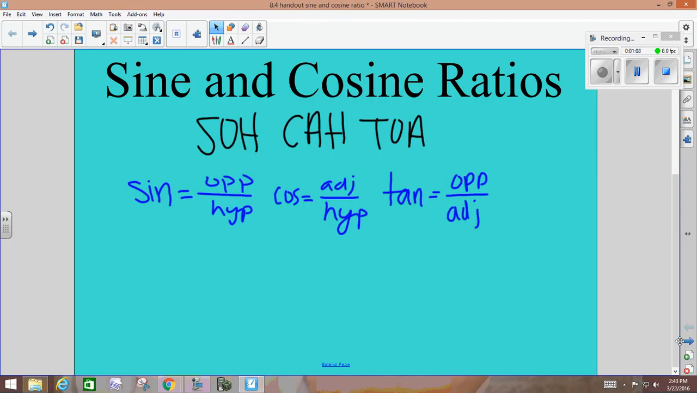SOHCAHTOA. To see how the acronym tells you which goes over what? See, cosine is adjacent over hypotenuse. Tangent is opposite over adjacent. SOHCAHTOA. If you take anything from my class this year, it'll be this. SOHCAHTOA.